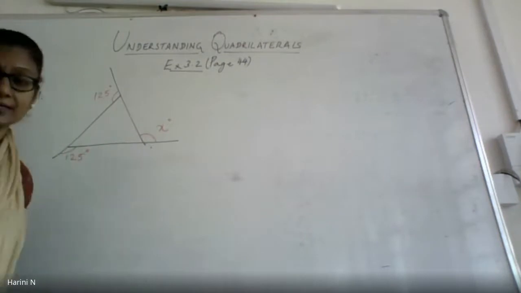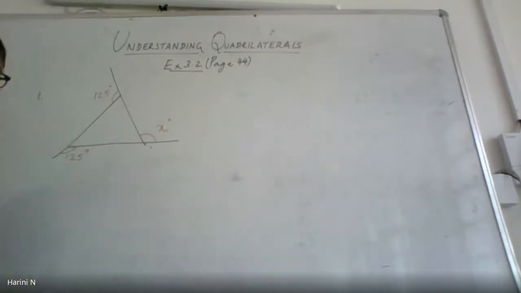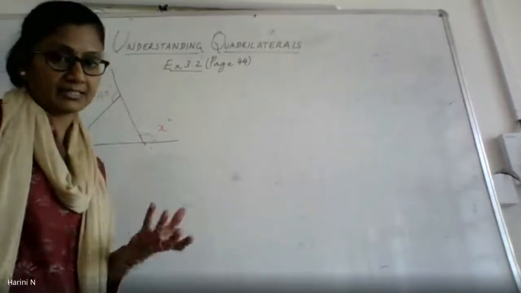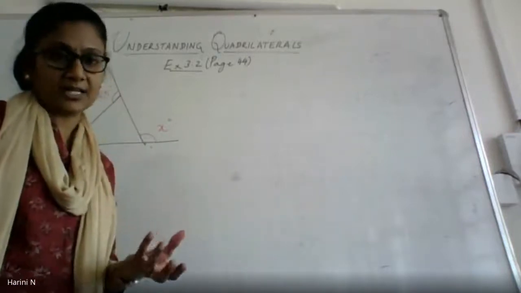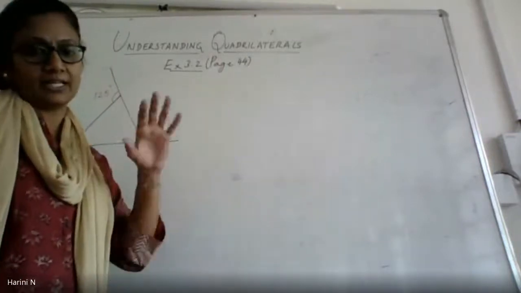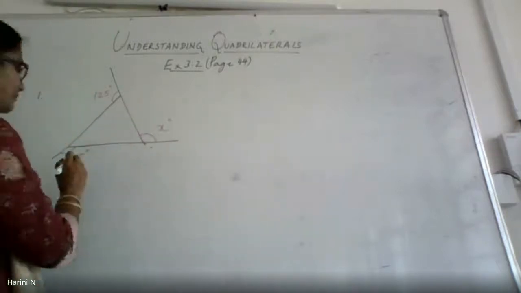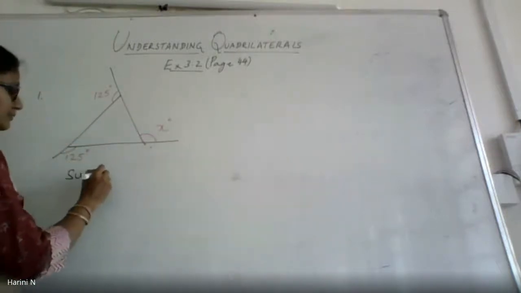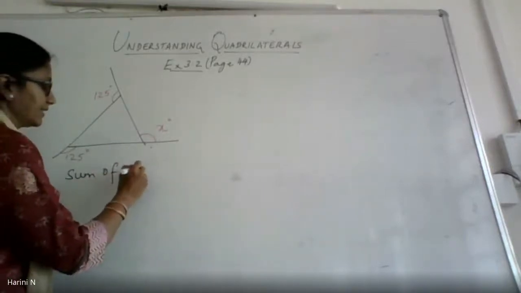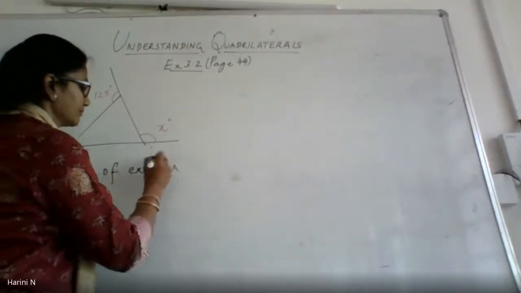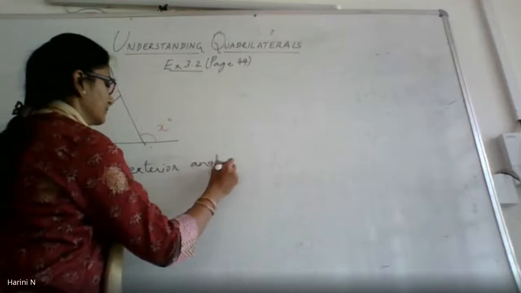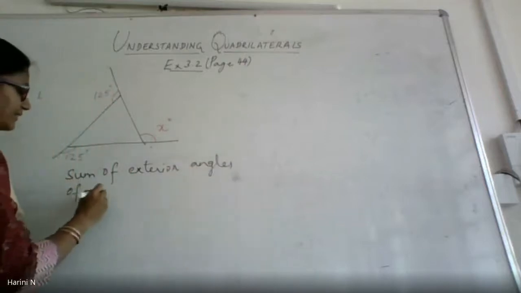So, which is the property that you would be using here? The exterior angles of any n-sided polygon. It can be a 3-sided polygon starting from the triangles to any n-sided polygon. N can be any natural number. So, we know that the sum of exterior angles of any n-sided polygon.